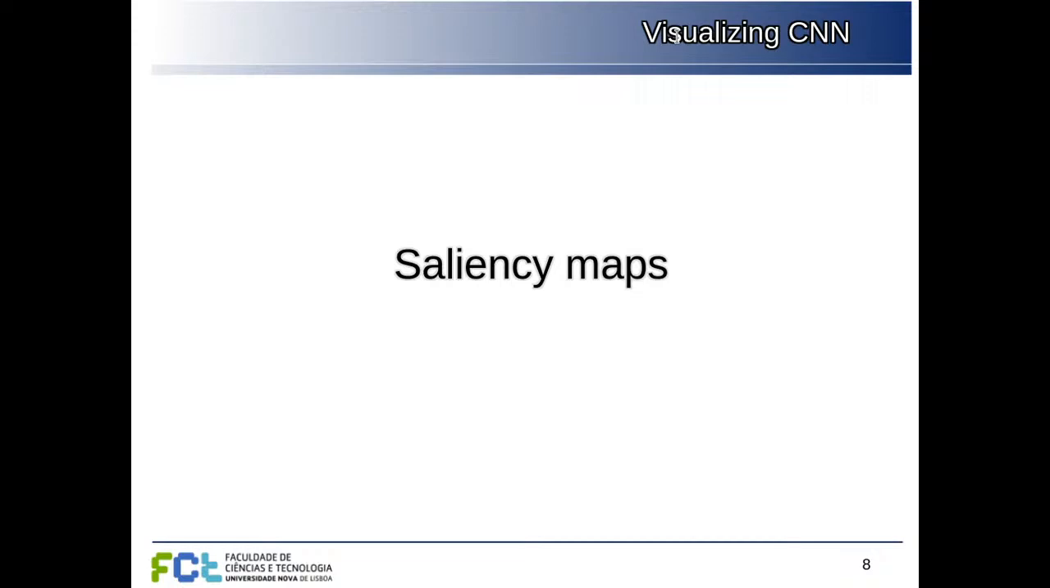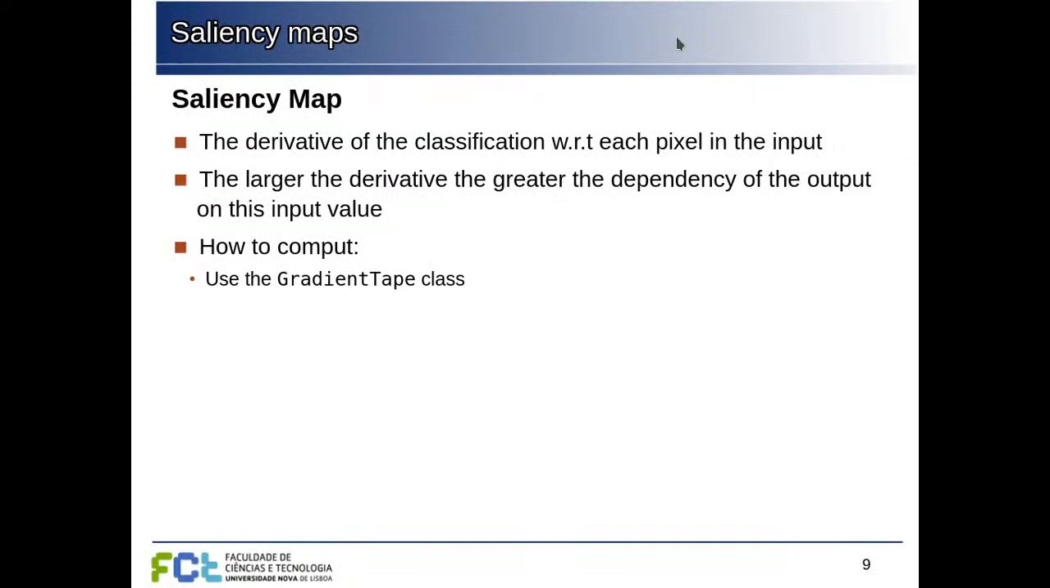Another way of visualizing the importance the network is giving to different parts of the image is the saliency map. And this is a map that represents the derivative of the classification, or some aspect that you want to measure, with respect to the pixels in the input. So remember that when we are doing backpropagation, we compute the derivative of some loss function with respect to the parameters of the network, and then we update those parameters. But we can do the same thing. We can use auto differentiation to compute the derivative with respect to the inputs, and then have an idea of which input values are more important for that classification.